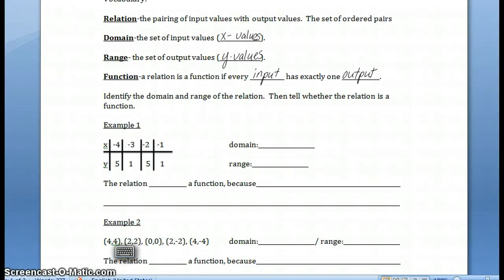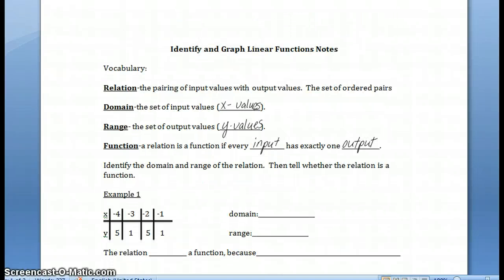Okay, in the Identify and Graph Linear Functions notes, which is chapter 2.1 in your textbook, a relation is a pairing of input values, x values, with output values, y values.